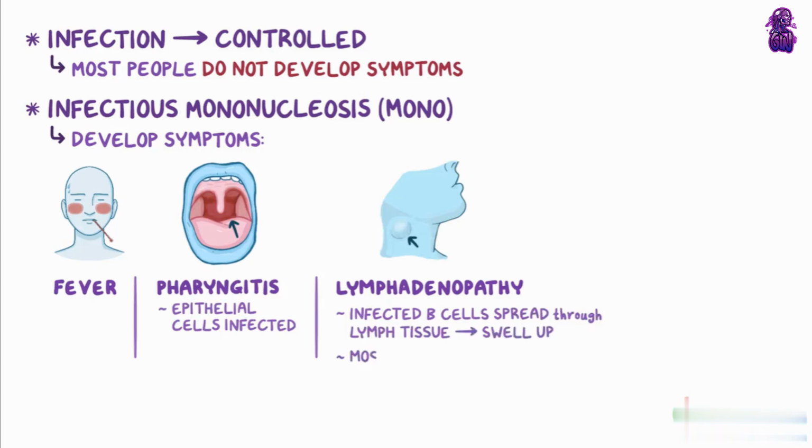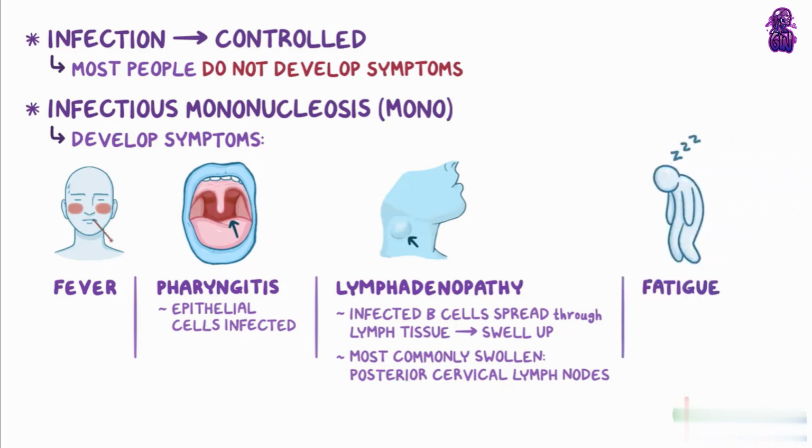The lymph nodes that are most commonly swollen as a result of an EBV infection are the posterior cervical lymph nodes in the back of the neck, because those lymph nodes drain the tonsils, where the B cells are initially infected. Another very common symptom of mono is fatigue, or extreme tiredness, which can be particularly severe in mono and can last for several months.